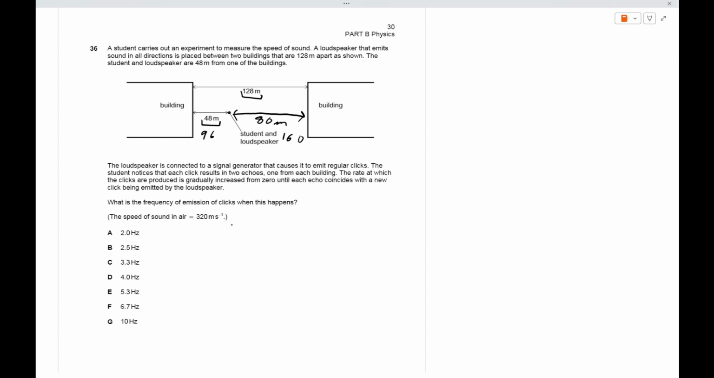Then you can calculate the frequency at which the sound waves hit the loudspeaker, which is going to be the speed divided by the distance. The speed is 320 divided by the distance, in this case 96, which we can simplify to 10 over 3. In that case, 320 divided by 160 is going to be equal to 2. We have 10 over 3 hertz and 2 hertz.